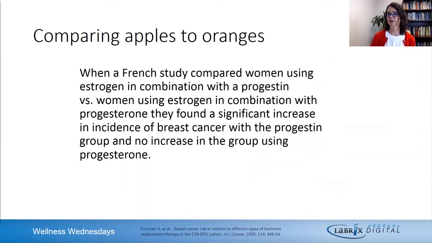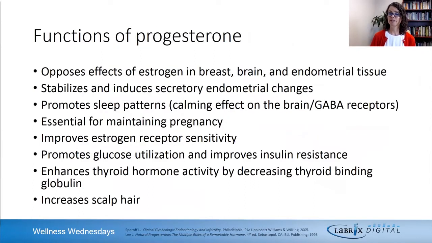A French study compared women using estrogen in combination with a progestin versus women using estrogen in combination with bioidentical progesterone. They found a significant increase in the incidence of breast cancer with the progestin group and no increase in the group using bioidentical progesterone. And this is because of the functions of progesterone. Again, its role is to oppose the effects of estrogen in the breast, the brain, and endometrial tissue to counterbalance those proliferative or growth effects.